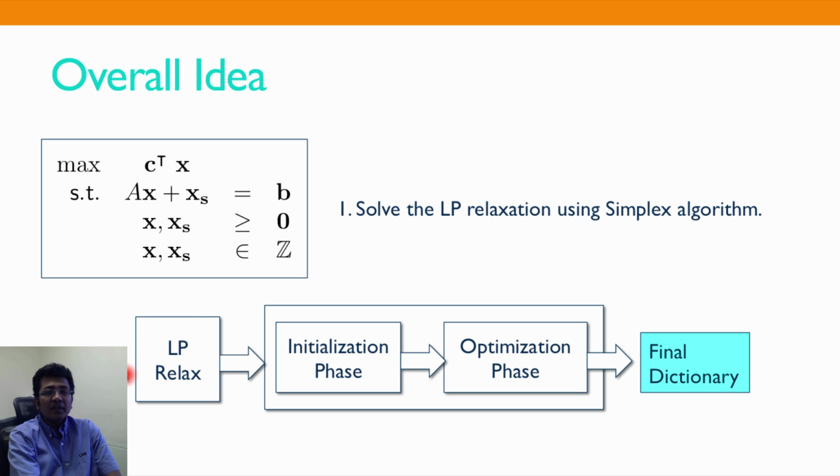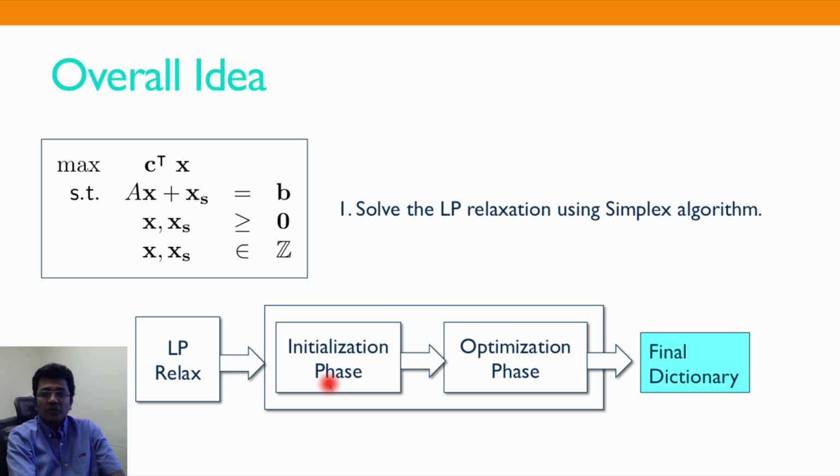And we start with the LP relaxation, okay, where we drop these two constraints that the variable and the slack are integral. And we start with the initialization phase, go through the optimization phase, and end up with the final dictionary. One thing I have to warn you that confuses many people is that we start off with an integral problem, an integral dictionary, but when we get to the final dictionary, this dictionary does not have to be an integral dictionary. I hope that part is clear.